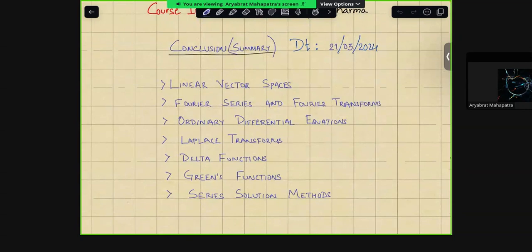So these were broadly the topics that have been focused on a lot in this course. For mathematical methods one, this is pretty much a very decent course structure for an 8 week course. Yeah.